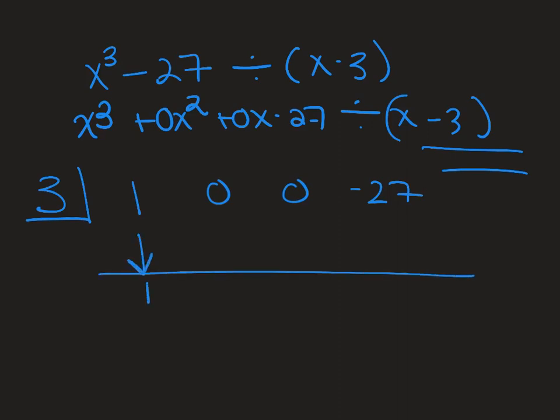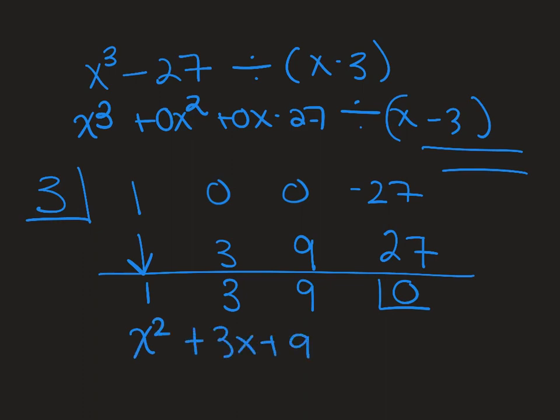Drop down the 1. 1 times 3 is 3. 0 plus 3 is 3. 3 times 3 is 9. 9 times 3 is, oops, 27. Remainder is 0. So x squared plus 3x plus 9 is your answer with no remainder.